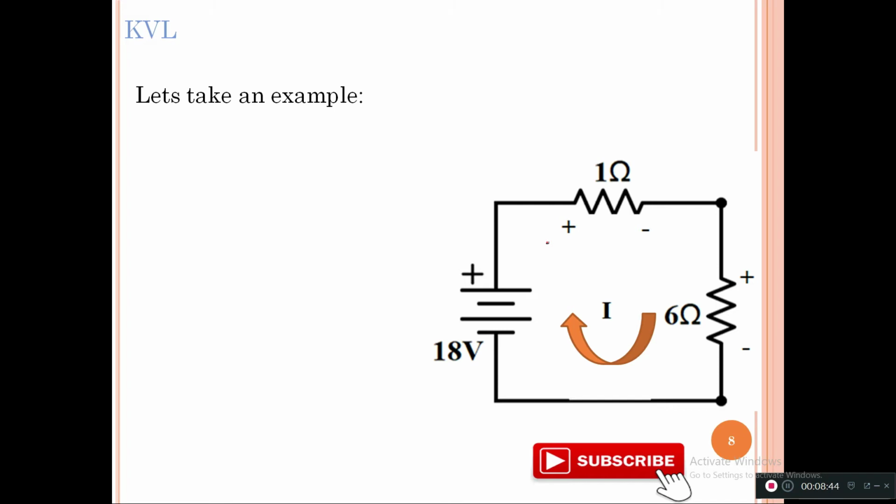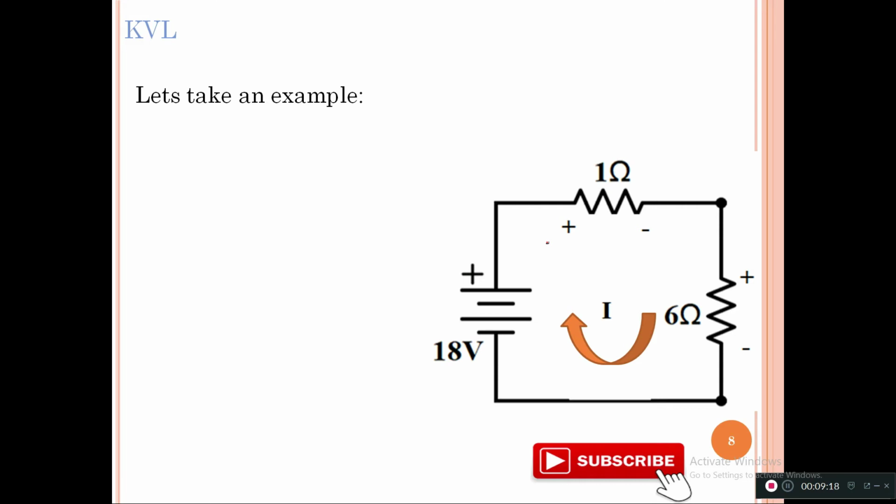Why do we take this passive sign convention? Because before the discovery of the electron, the scientists and engineers had this conception that the conventional current flows from positive terminal to negative terminal. Why did they come to this conclusion? Because they assumed that the current is a positive charge carrier. But when the electron was discovered, we came to know that current is not a positive charge carrier, current is due to the negative charge carrier.